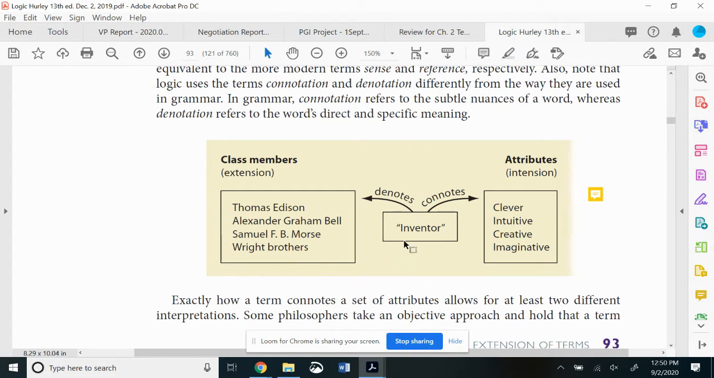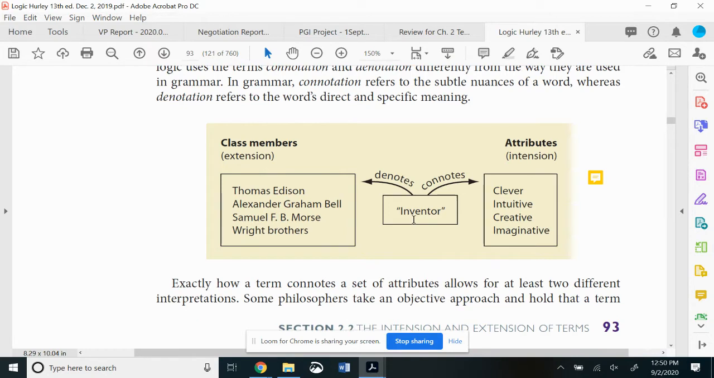It's the same. Inventor, it's a term. It's connoting and it's denoting at the exact same time. If it connotes, it's doing this, which refers to intention or its attributes or properties, right? If it denotes, it's referring to extension or these names or things that you can point to in the world.